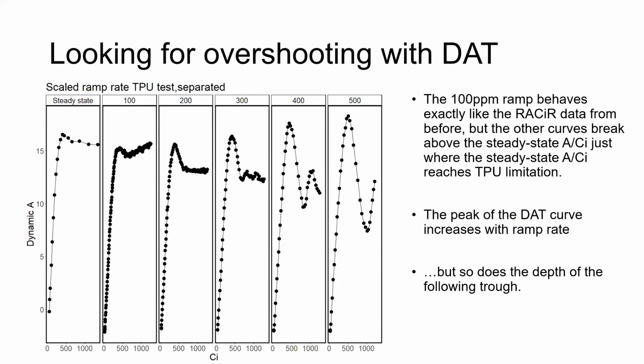The peak of the DAT curve increases with the ramp rate, but so does the depth of the following trough. So this fits perfectly with how we modeled how the overshooting happens. The less time that the plant has to build up phosphorylated intermediates because the ramp is faster, the more carbon it can fix before it becomes TPU limited when it should theoretically be TPU limited. And then the assimilation rate drops. The depth of the trough increases, and this is theory, because the overall rate of photosynthesis is still limited by the overall rate of triose phosphate use. Anything that you've built up in this peak has to be exported at some point.